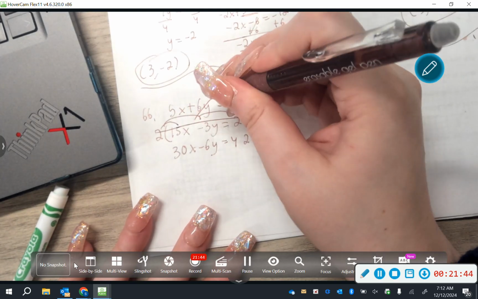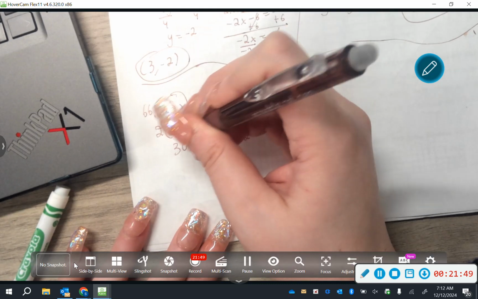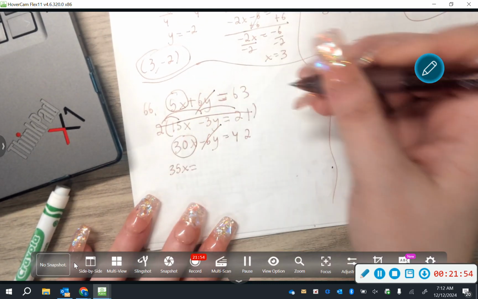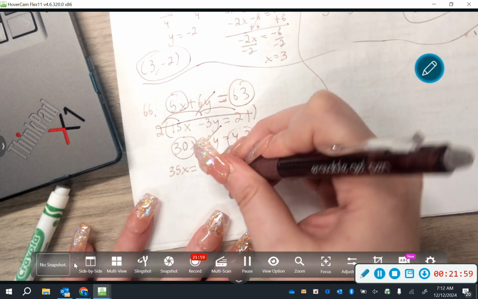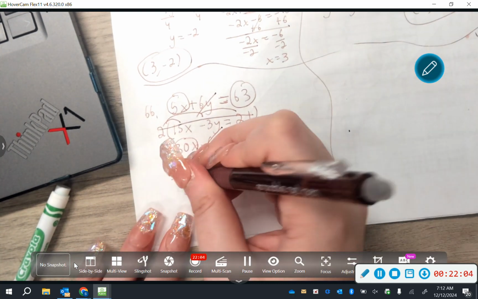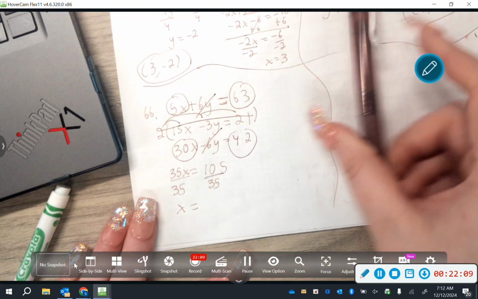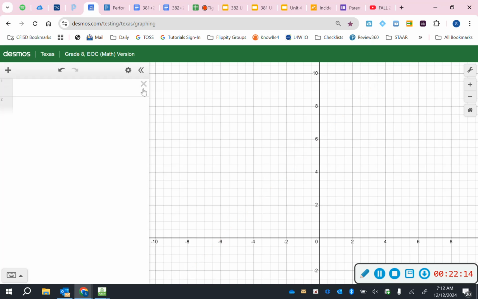Okay, so positive 6y and negative 6y cancel out. Combine what's left. 5x plus 30x is 35x, equals 63 plus 42, that's what? 3 plus 2 is 5, 6 plus 4 is 10, 105. If I want to solve for x, divide both sides by 35. x equals 105 divided by 35, which is 3.